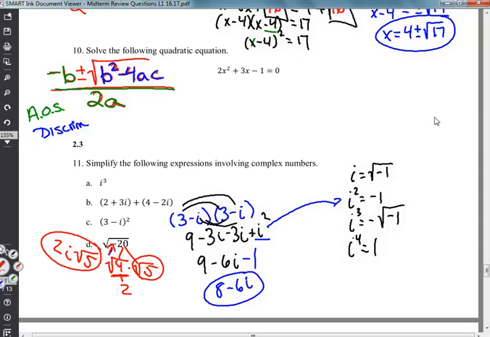All right, try the others. Check your work with the answer key. Any questions, let me know.